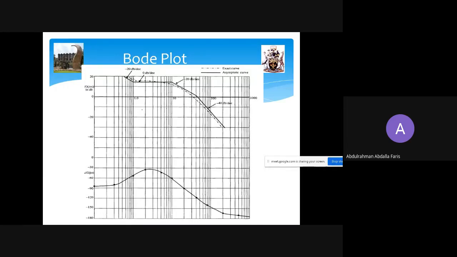Remember, this point here is 20 log 5 at 1, like that. So you draw like that. This is approximate. So you just use approximate, and your graph for the phase. So this is the Bode plot for that transfer function. Any question?